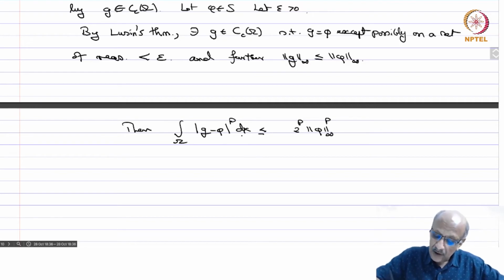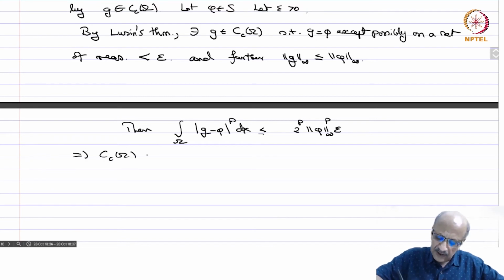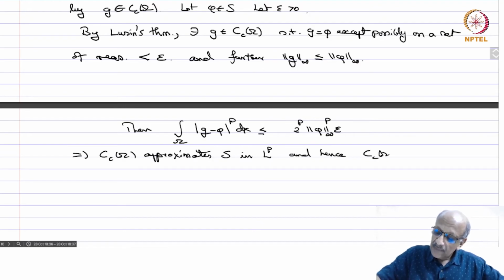Then you have the measure, you won't have the measure of omega, because G equals phi except on a set of small measure. So this function is non-zero only on a set of measure less than epsilon. So that measure will come here. So this is less than 2 to the p norm phi to the p times epsilon, and therefore this shows that Cc of omega approximates S in Lp in the sense I mentioned above, and hence Cc of omega is dense in Lp.